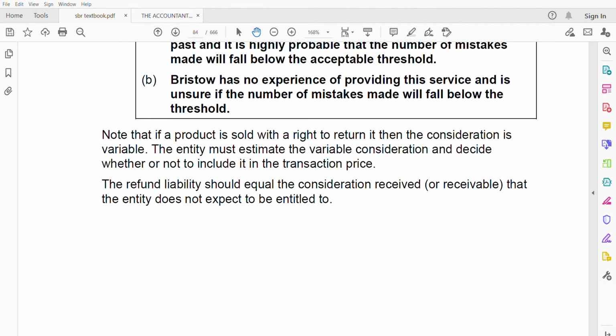Now, note that a product is sold with a right to return. See, when you are selling it, no one says that you cannot return this product. Right? So the right is also there. Customers can return it. So then the consideration is variable. Okay, note that if the product is sold with the right to return it, then the consideration is variable. It might vary, right? The consideration.